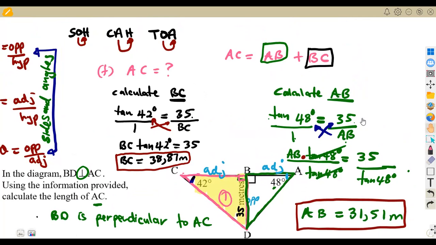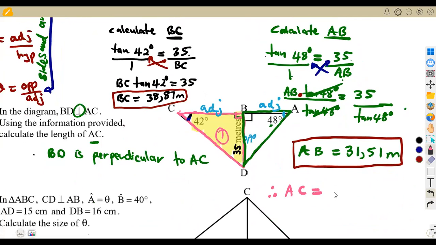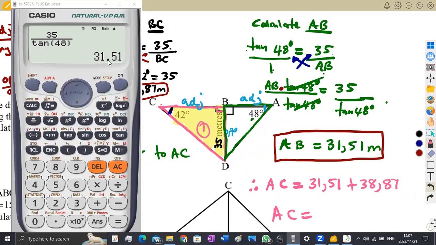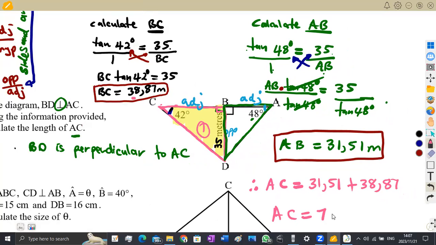Our AB being 31.51 meters plus our BC being 38.87 meters. So this is going to give us AC also in meters. Here we are just adding. Already we've got 31.51 on our calculator, so we are simply going to add 38.87. And that is going to give us 70.38. So this is 70.38 meters.